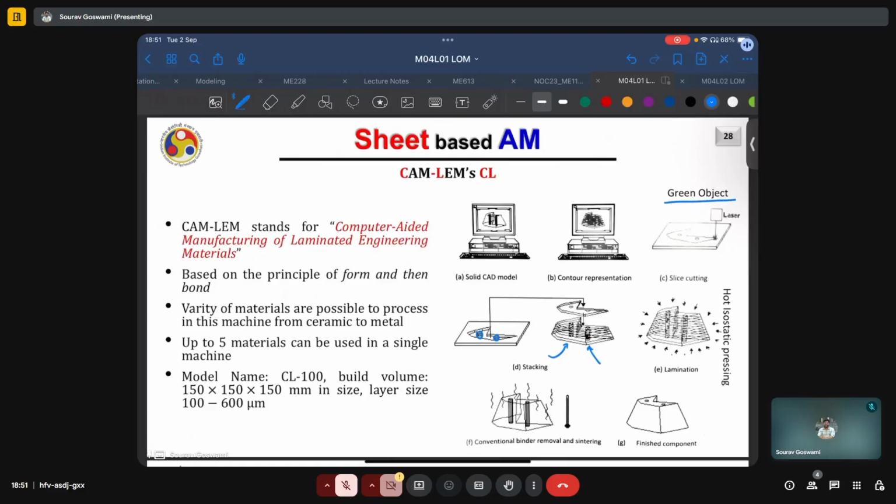In fact, a variety of materials can be processed in this machine, ranging from ceramics to metals. Up to 5 materials can be used in a single machine, and this truly gives us the capability for multi-material 3D printing. Some typical build volume sizes are given here, and the layer size, as we can see, is between 100 to 600 microns, which is not the finest resolution you can get, but still good enough.